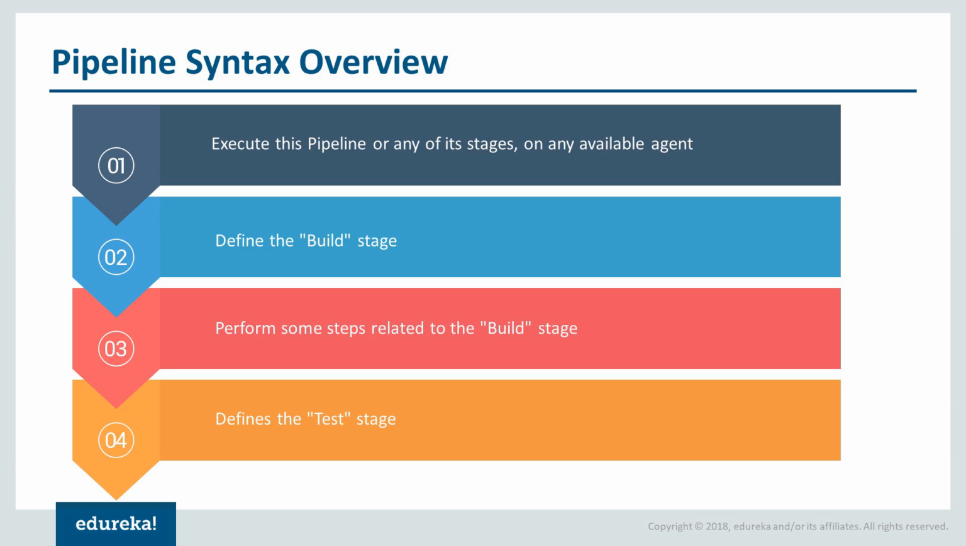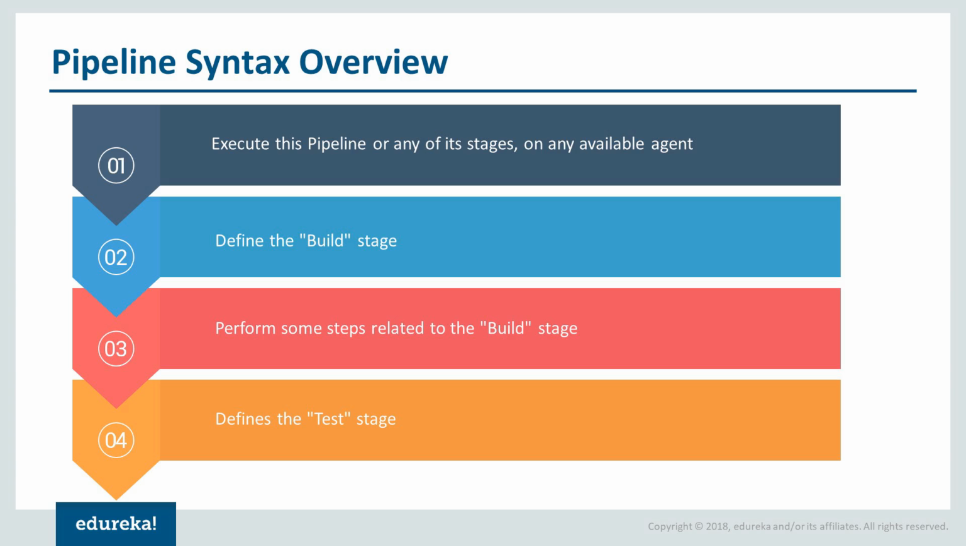If we get an overview of the pipeline syntax, you execute this pipeline or any of its stages on any available agent. That's what we mean by the first block called pipeline. Then you define the build stage, and you will have some steps related to the build stage. Maybe it can be a Maven build or an Ant build. You can define all those things here.